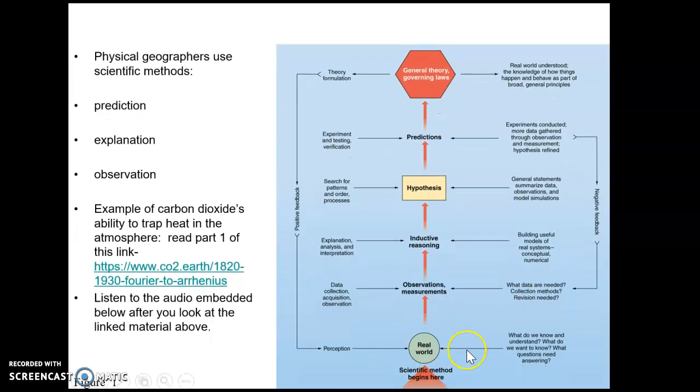As you look at the very bottom of the screen here, what do we perceive? What do we know and understand? What do we want to know? And so we observe, okay? We observe maybe just with the naked eye. We collect data. In the case of my drought study, the data were the meteorological data of precipitation and temperature, for example, and then later crop yield to see how that connected with that.